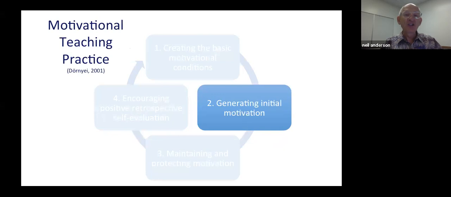Let's now transition to the second part of Dörnyei's model, which is generating initial motivation. Remember that in creating the basic motivational conditions, we're looking at global course level activities, not the day-to-day activities of motivation. Generating initial motivation is what we want to do on a day-to-day basis in getting students excited about the learning that will happen that particular day in our classes.